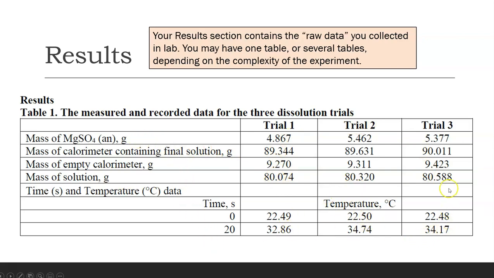Notice that due regard was paid for significant figures. All these masses go 3 places past the decimal point. Here they were using a very precise thermometer, and they were able to measure the temperature to 2 places past the decimal point. So the results section has the raw data you collected in the lab. Maybe you'll have one table like it's illustrated here, or maybe there might be several, depending on how complex your experiment is.